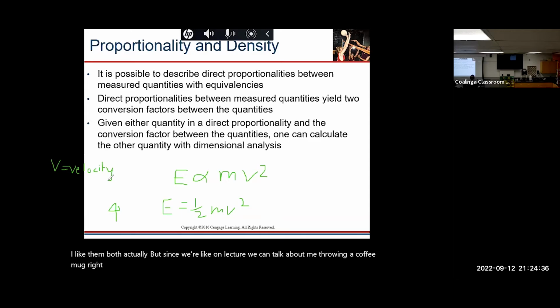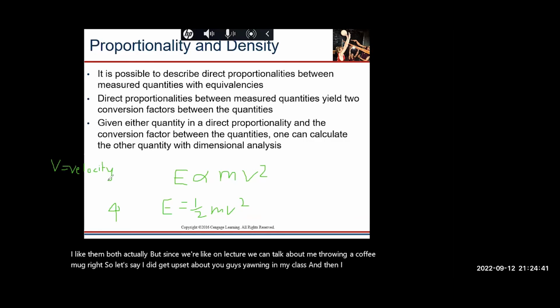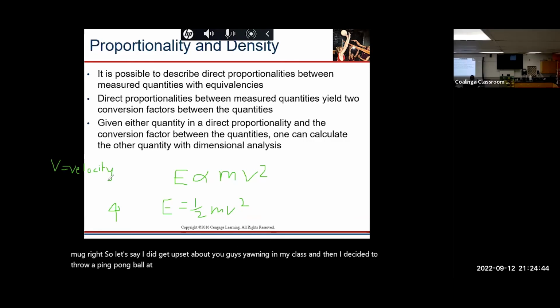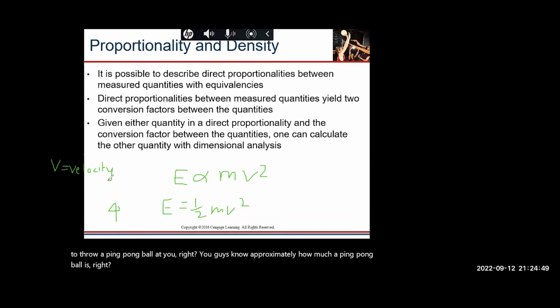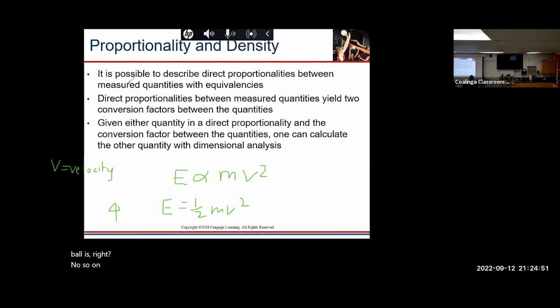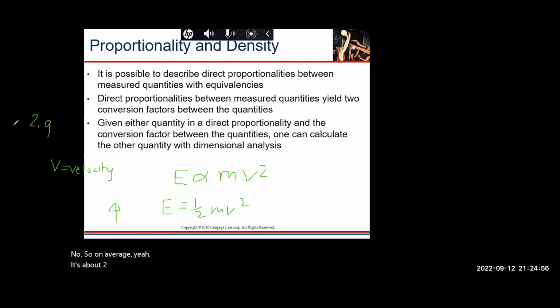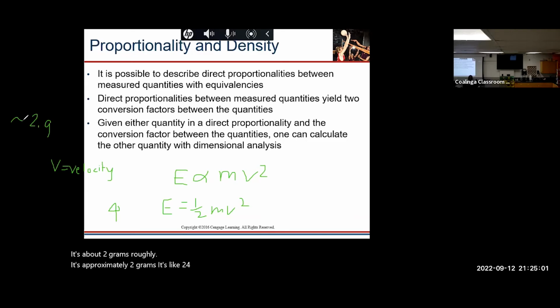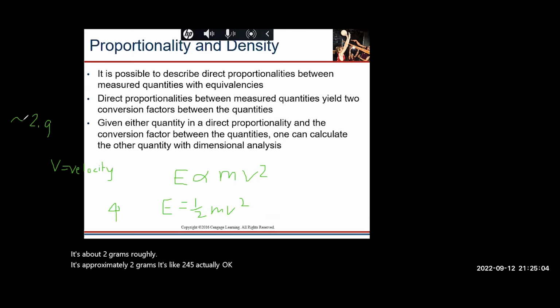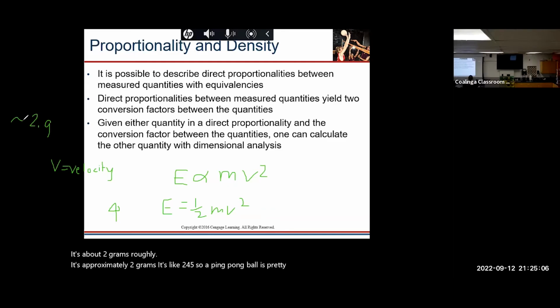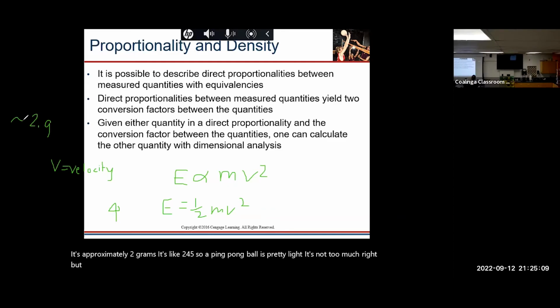But since we're on lecture, we can talk about me throwing a coffee mug, right? So let's say I got upset about you guys yawning in my class and decided to throw a ping pong ball at you. You know approximately how much a ping pong ball weighs, right? It's about 2 grams roughly. So a ping pong ball is pretty light. But my coffee mug is about 800 grams.